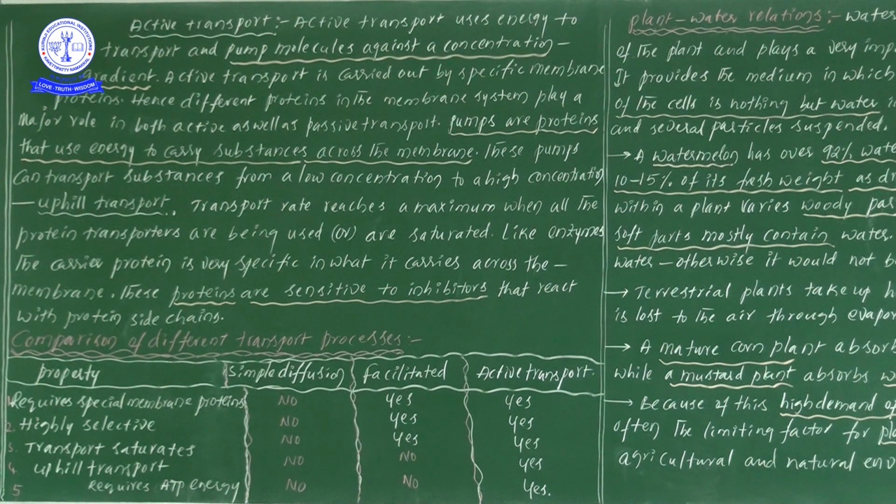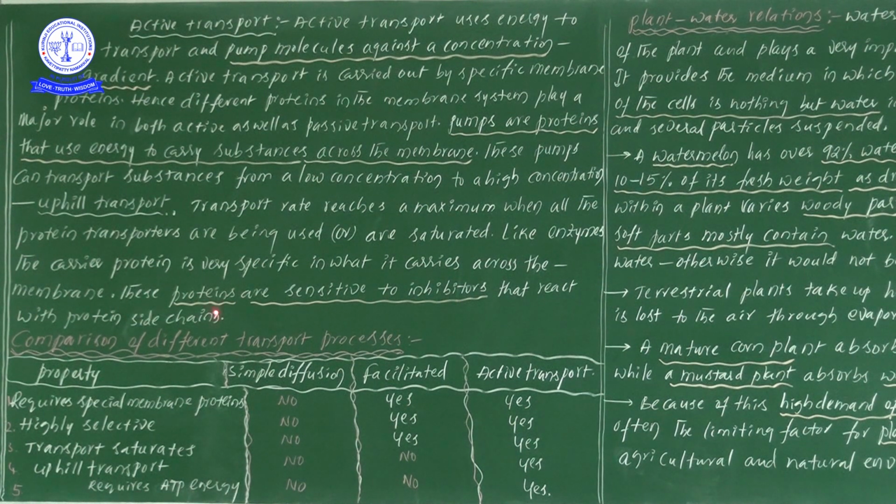In the absence of that substance, these particular proteins will not transport the other element or other substance. Suppose in the absence of one particular element, that particular protein will not do any function. So that's the point we have discussed: like enzymes, the carrier protein is also very specific in what it carries across the membrane.